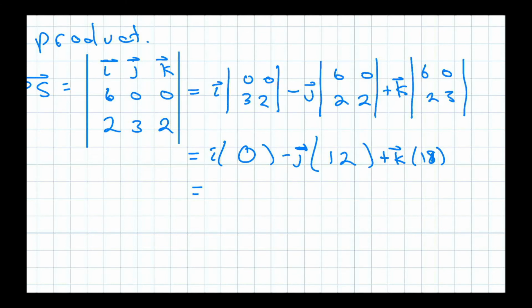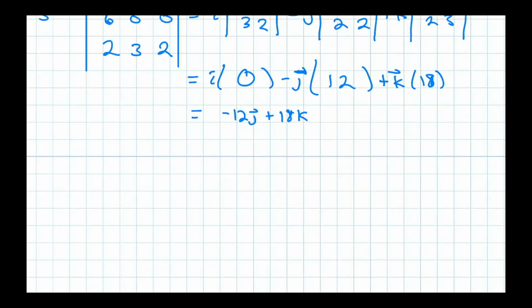Well, we just get minus 12j plus 18k, if you want to write it that way. Or, right, there's no i, so we don't even write the i. Or if you use the triangular bracket notation that I would prefer, I get 0, negative 12, comma 18. That's how I'll write it. Okay, so we have our cross product.